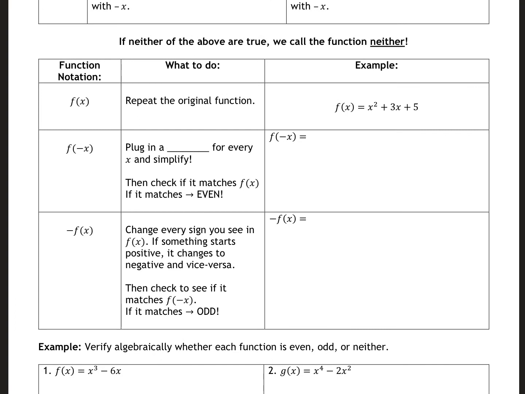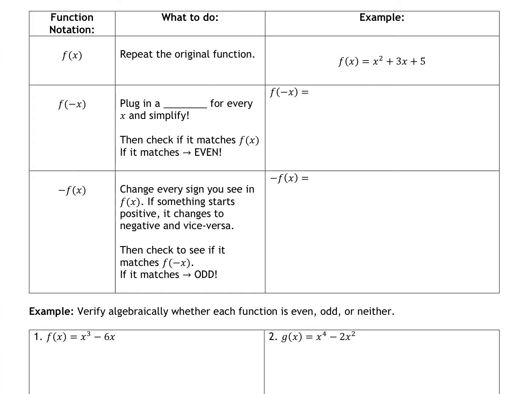So function notation, f(x), repeats the whole original function. I've got f(x) equal to x squared plus 3x plus 5. So for f(-x), I'm going to plug a negative x in for every x and then simplify, and check to see if it matches the top. That gives me (-x) squared plus 3 times (-x) plus 5. So that gives me an x squared, because negative x times negative x is positive x squared. This becomes a minus 3x. So since this does not match the original, it's not even. And that's because of that negative sign right there.